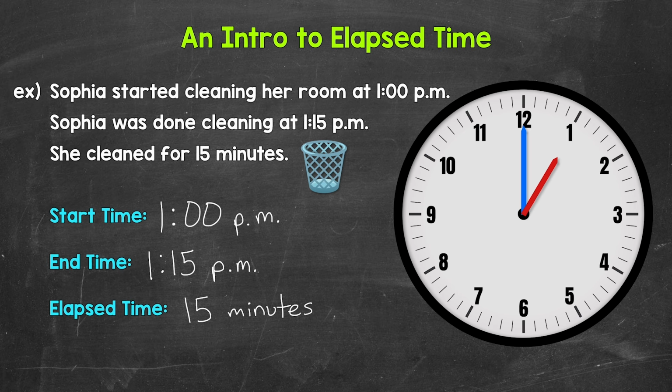Another quick example, let's say you start a movie at 4 p.m. and it ends at 6 p.m. The elapsed time would be 2 hours. Now in this video, we're just going to focus on minutes and go through a few different situations in order to start building a nice understanding of elapsed time. Let's jump into number 1.